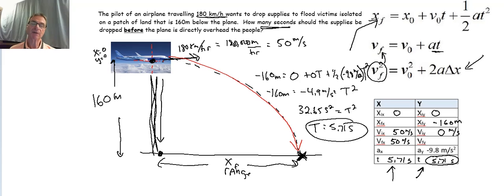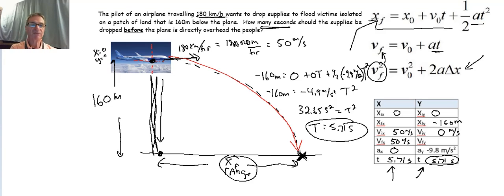Now what if instead of knowing the time, I wanted to know the range? I want to know how far before the pilot is over the land in order to drop the package. Well, we can find that out now, right? Acceleration in the x direction is always 0. Remember that. That package has 0 acceleration once it's released. So we can use the same equation, but using our x information.